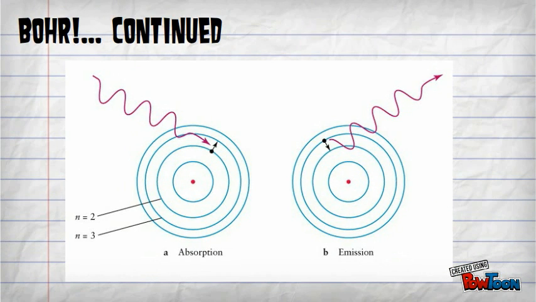Well, since you asked, when an electron falls to a lower energy level, a photon is emitted in a process called emission. When an electron jumps to a higher energy level, a photon is absorbed.